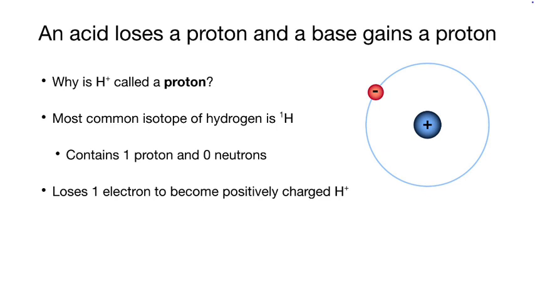One proton and one electron. Except when we talk about acid and base chemistry, does it have the electron? No. So what's left over? One proton. So we can talk about our acid and base chemistry as the transfer of a proton, because that's all that's actually moving around.